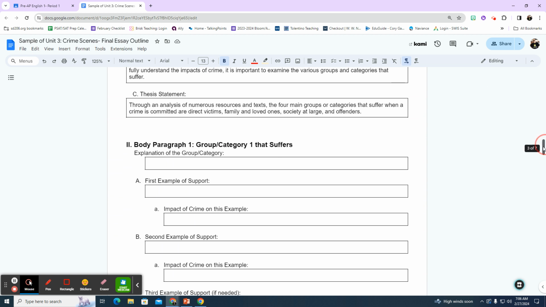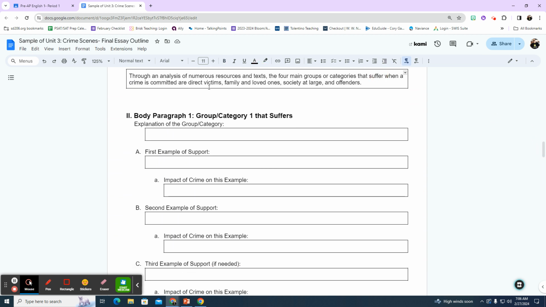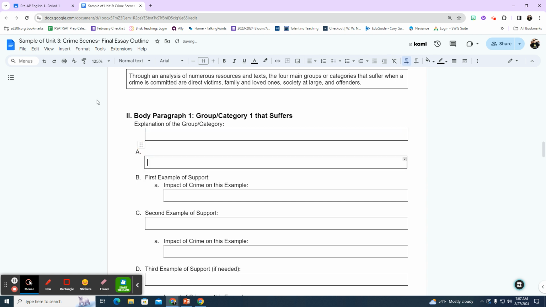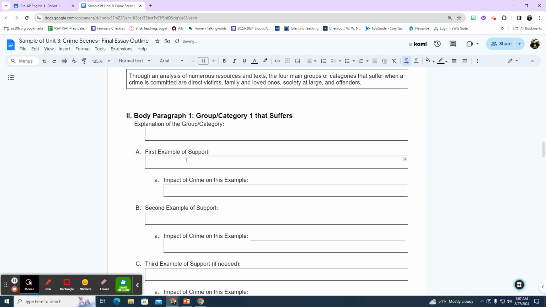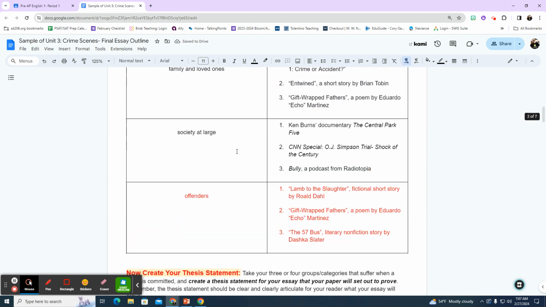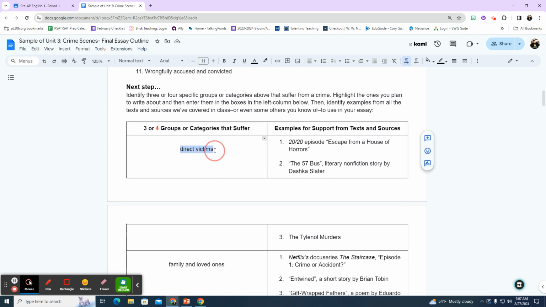So again, I'm going to use my thesis statement here to drive the rest of my paper. So my body paragraph one is going to focus on an explanation of the first group that suffers. And my first group is the first group listed in my thesis statement, which is direct victims. All right. So in this body paragraph, I need to start off with a topic sentence. Then I give one example provided from my list. Again, remember all these examples come up here. Here's my group, and here's the three examples I'm going to talk about.